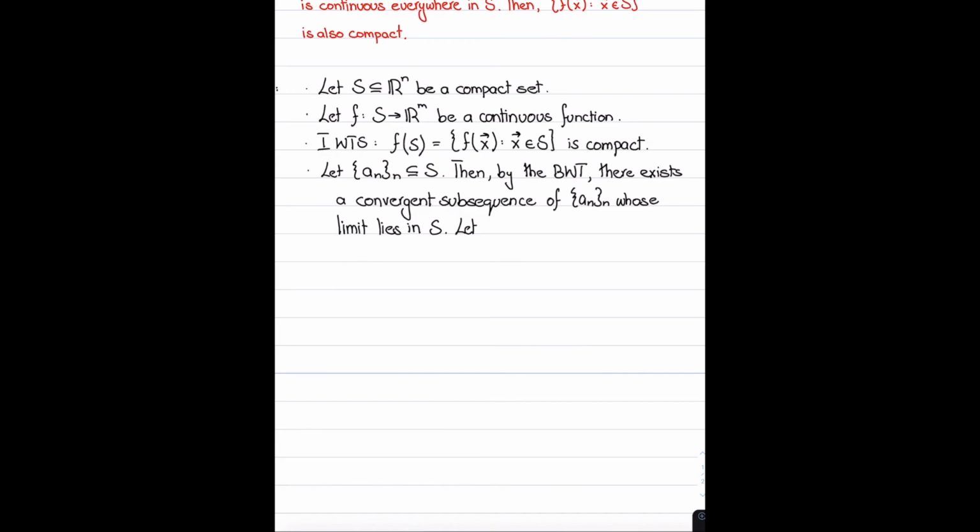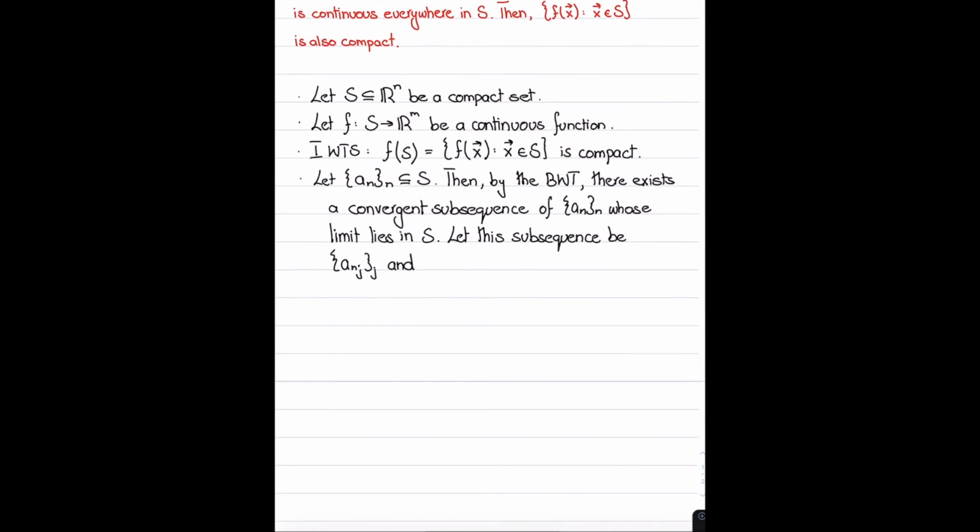Let this subsequence be the sequence A of n_j, and of course this is defined over j. And one other thing that I'm going to also assume is that this converges to some number. Let's say this converges to a. Oh, by the way, these are all vectors, and a is its limit.